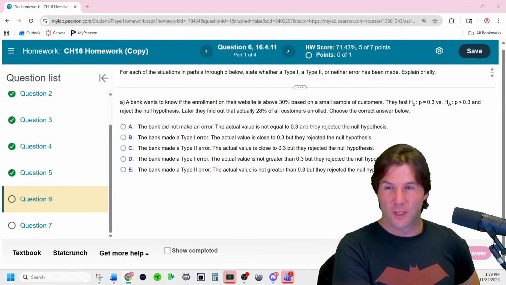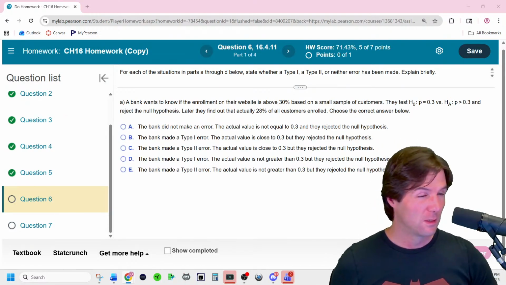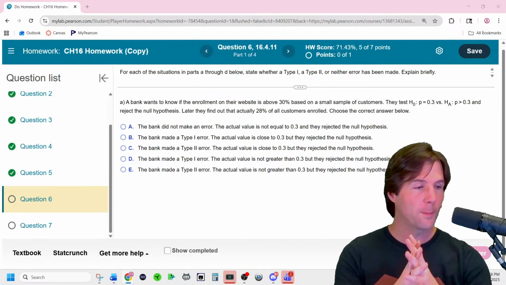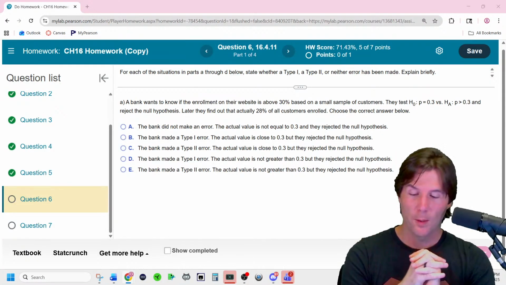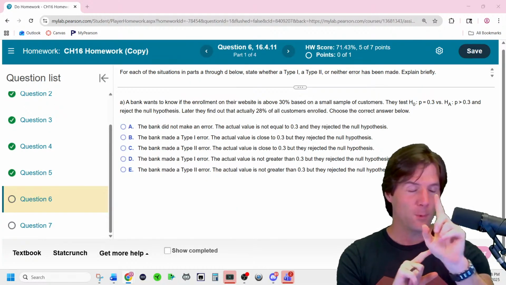Okay. Let me re-timestamp this. We should get the homework done. Okay. So this one right here. Ooh, it's type 1, type 2 error. So in a type 1, I'm going to go to the main screen.